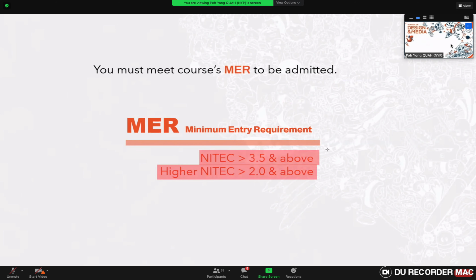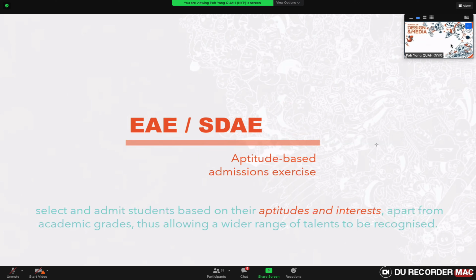Let's go to the next one. I will touch on this exercise. For most of our students, we actually encourage them to take part in these 2 exercises, because these 2 exercises are not so much result based, they are aptitude based. What it means is that we select students based on your aptitude and your interest.